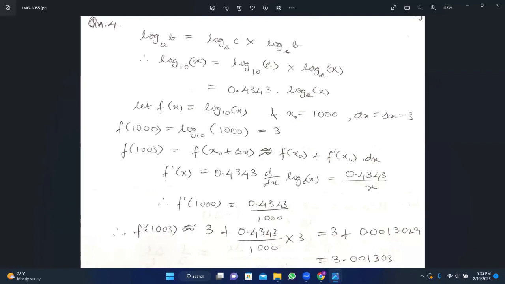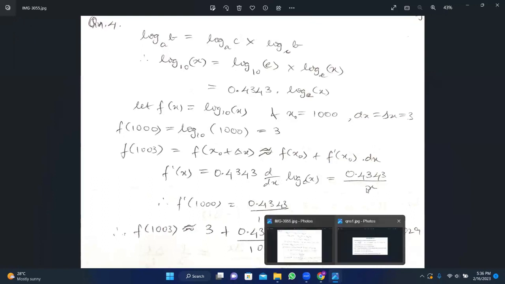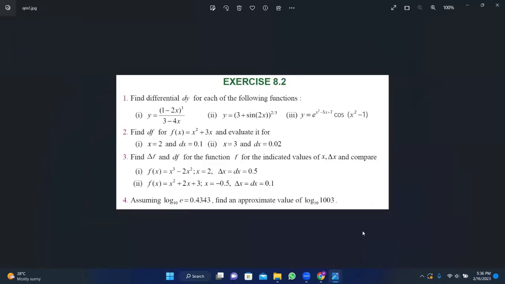Therefore, f of 1003 is written as f of x naught, which is 3, plus f prime of x naught, which is this value, into dx, which is 3. So what we get is 3 plus 0.001303. So the final solution is 3.001303. Now we move on to the next question.